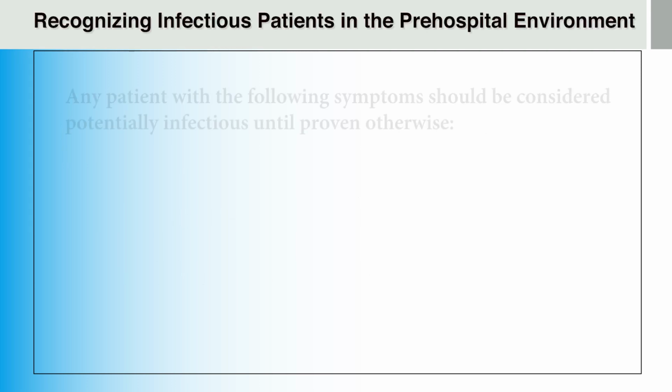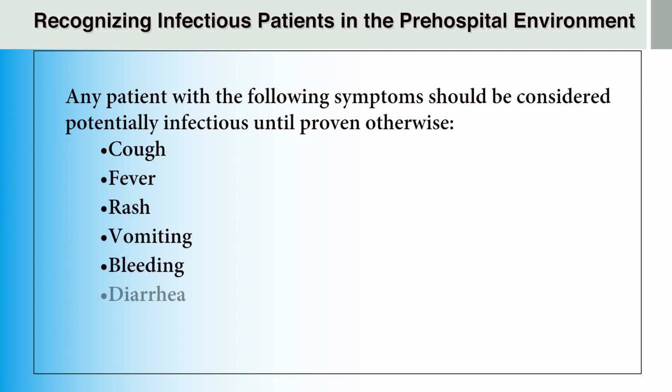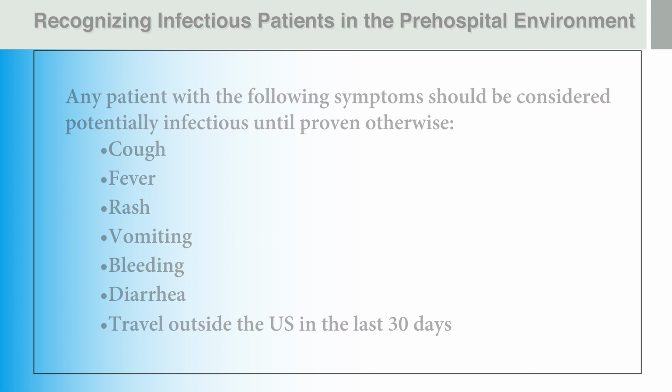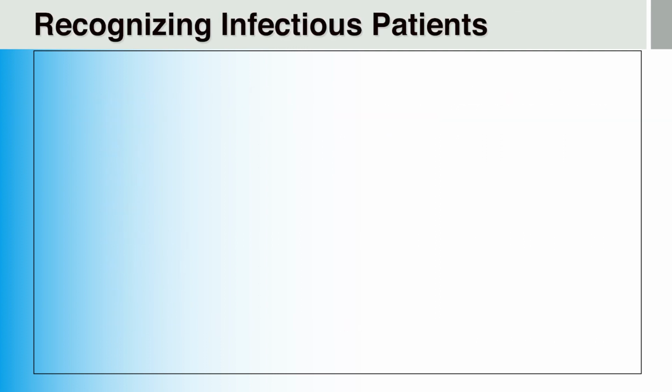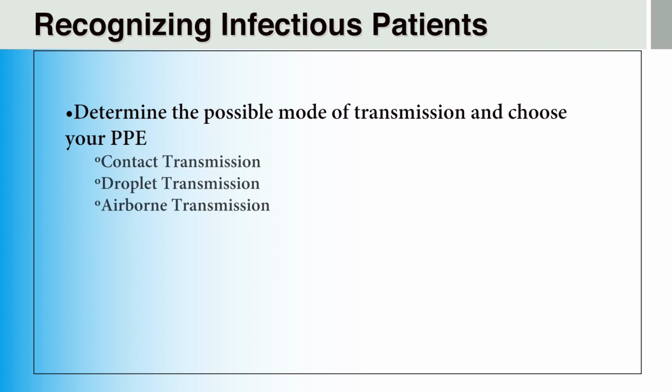So what does an infectious patient look like? Any patient with cough, fever, rash, vomiting, bleeding, or diarrhea should be considered contagious. Patients should also be asked if they have traveled outside of the U.S. in the last 30 days. After you've recognized that a patient is likely infectious, you'll need to determine possible modes of transmission, such as contact, droplet, or airborne, and choose which level of PPE is appropriate to protect yourself.